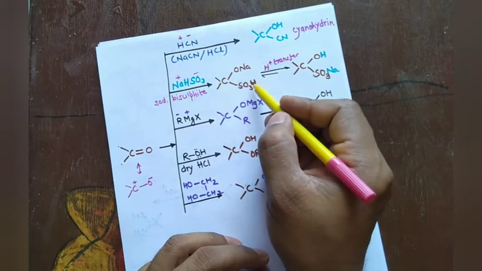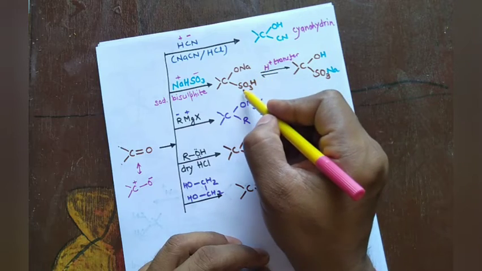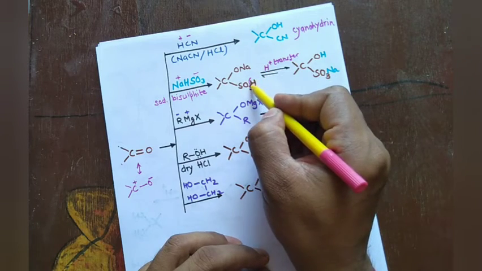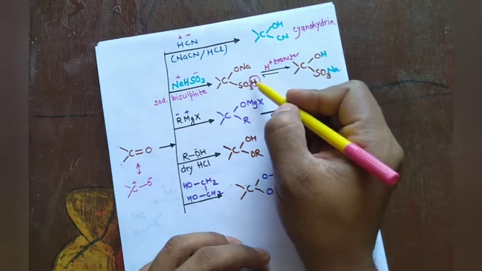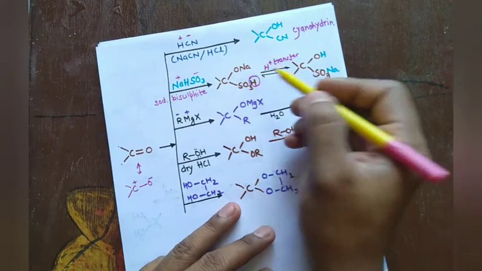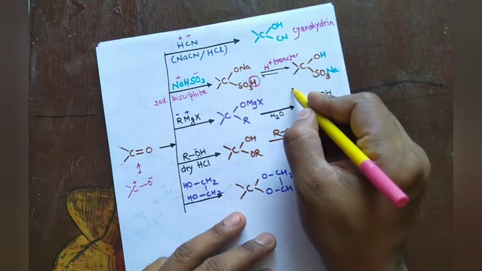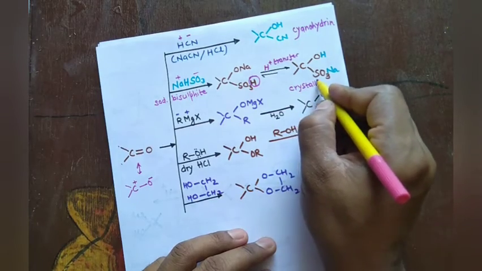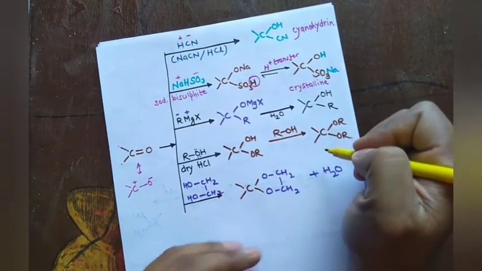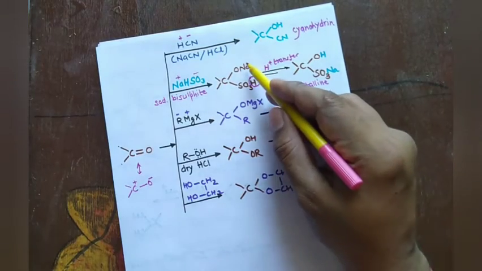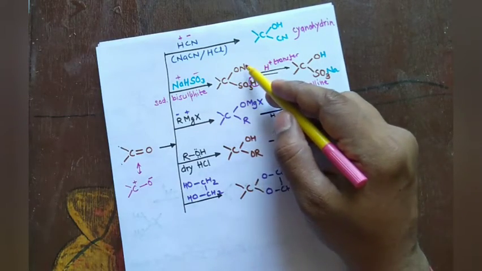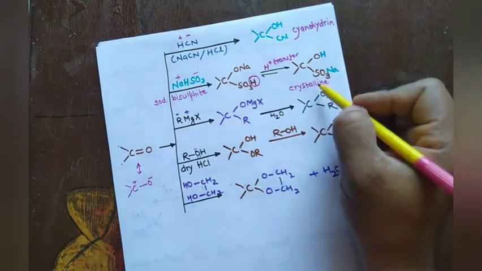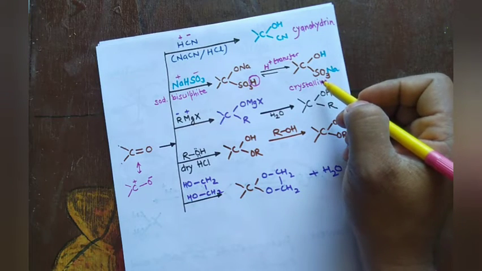It is because this sulfonic acid group is more acidic. It will release H plus and form a crystalline compound. This H will go over to O, and Na will come here. So this crystalline compound is formed.